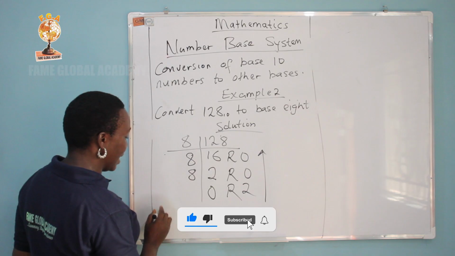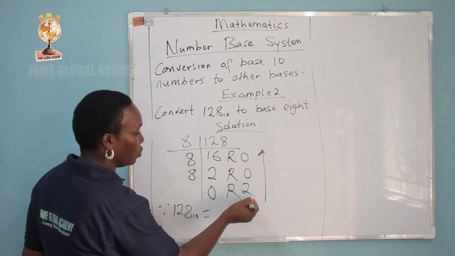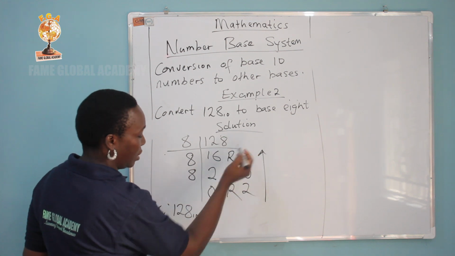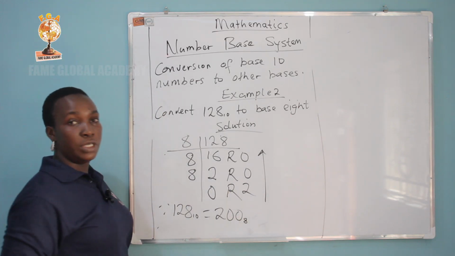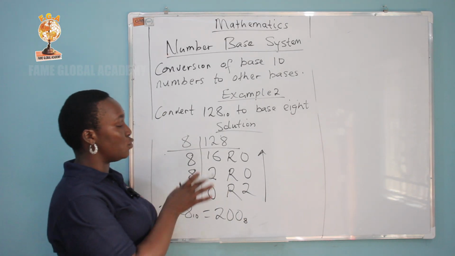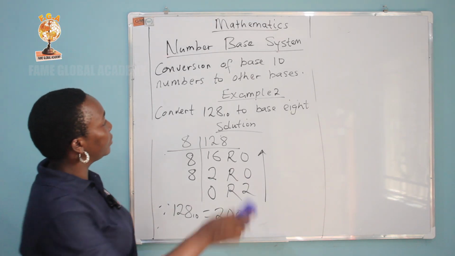So here, your answer is therefore 128 base 10 is equal to, from here, 200 base what? Base 8. So this is our answer for example 2. Okay, so let's take example 3.